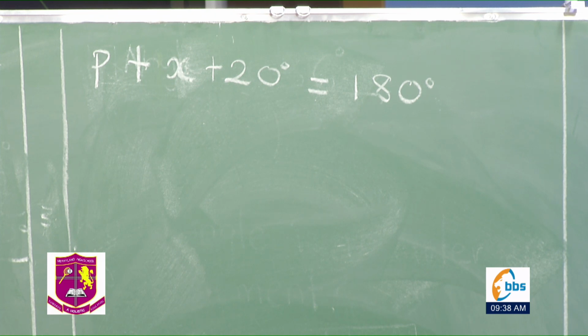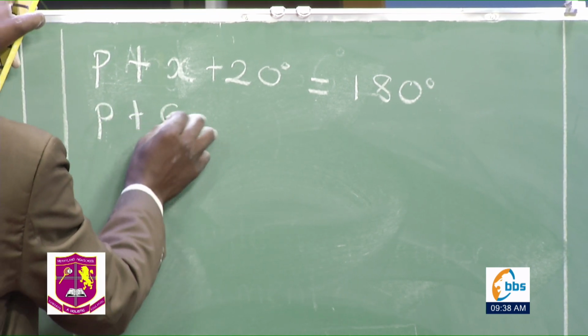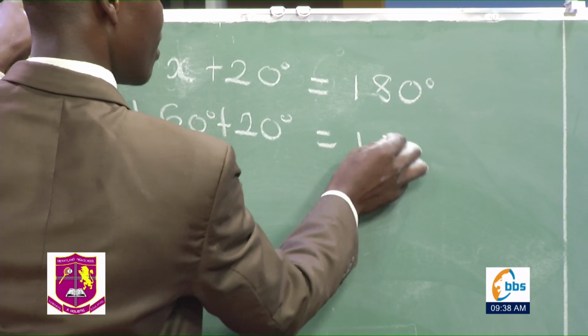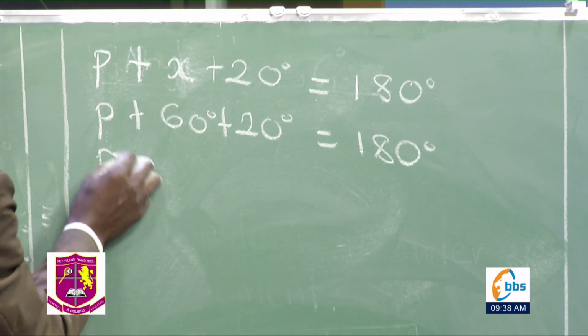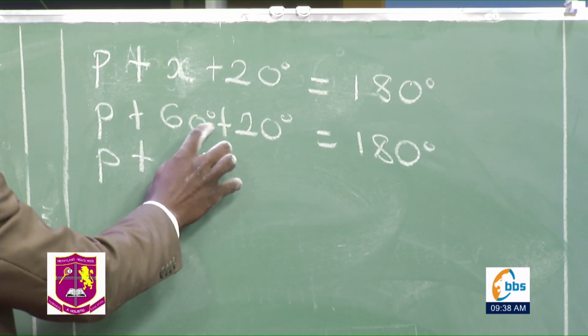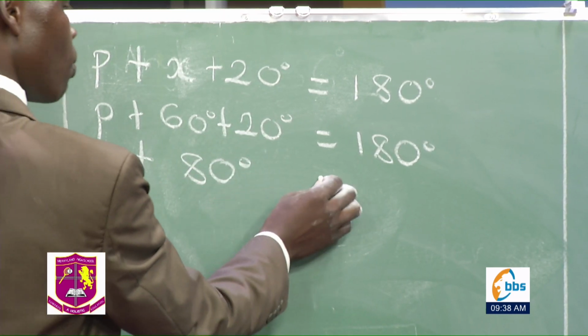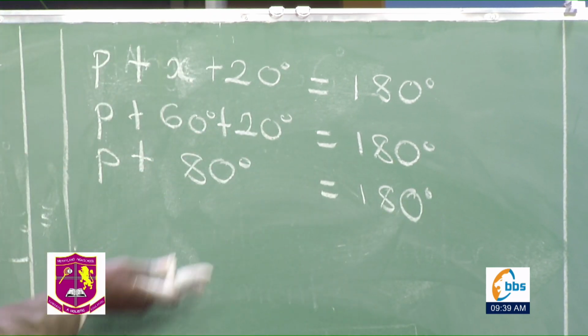You can imagine, we integrate ideas. So here, we already know the value of p. The value of p is 60 degrees. We shall substitute. P plus 60 degrees plus 20 degrees gives us 180 degrees. So when you add this to this plus this, you will get 80 degrees, which gives us 180 degrees. I've moved well.